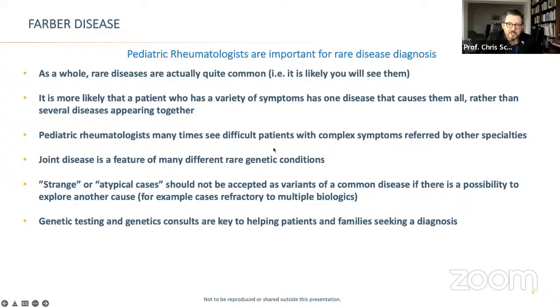Looking for zebras is not difficult for African pediatric rheumatologists, I'm sure. Pediatric rheumatologists many times see difficult patients with complex symptoms, and we're used to looking for different diseases that present as one syndrome. And joint diseases, as you know, are features of many rare genetic conditions. So we want to prompt you to look at your strange and atypical cases, especially when they don't respond to therapy, and consider this condition.